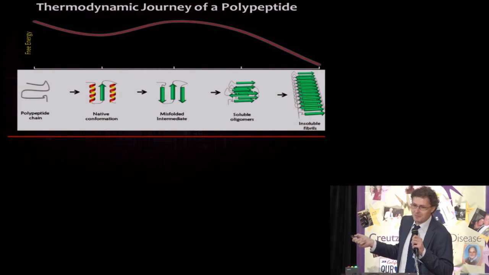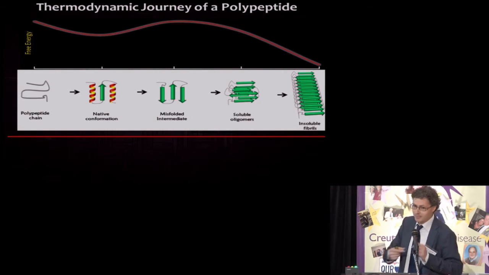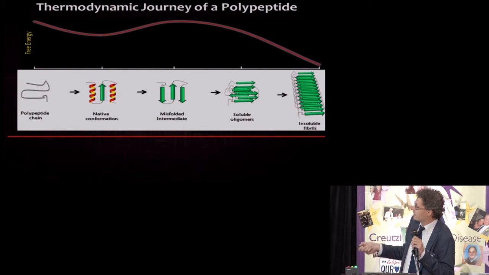Of course, I'm going to talk about prions again. This is a thermodynamic journey of a polypeptide, though, and it's surprisingly similar to the penguins. We start with a pup, which is actually just a polypeptide chain, which, of course, acquires a conformation. In the case of prion diseases, we call it PrPC, the cellular form of the prion protein. This is the conformation that allows the protein to exert its function.